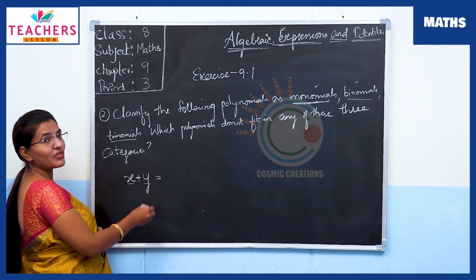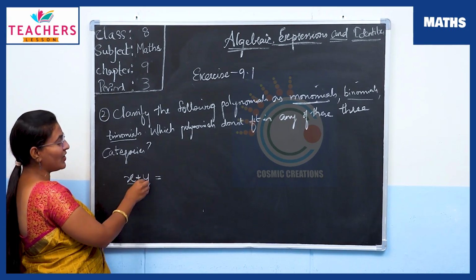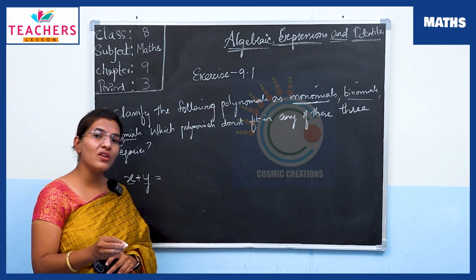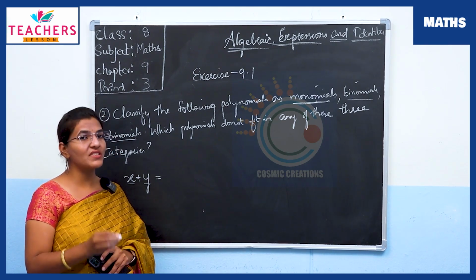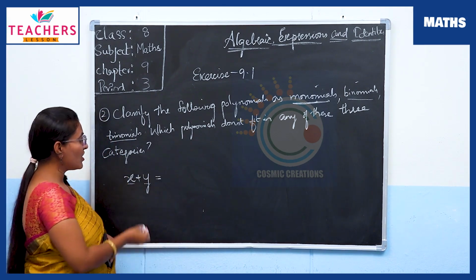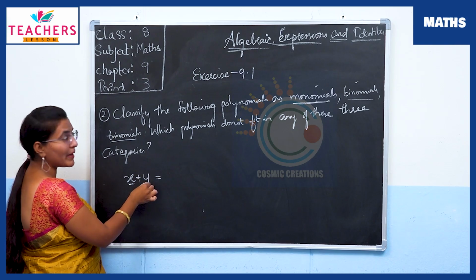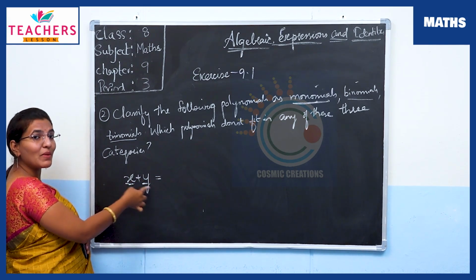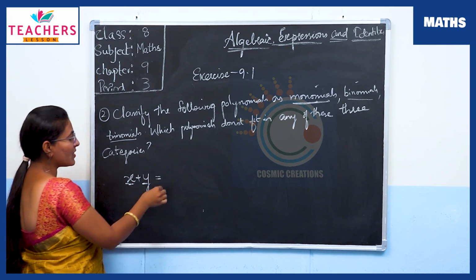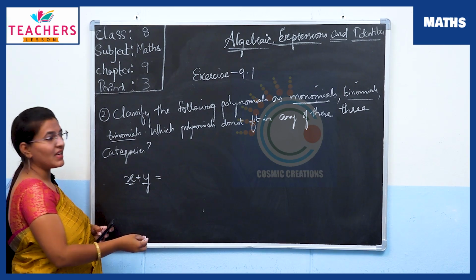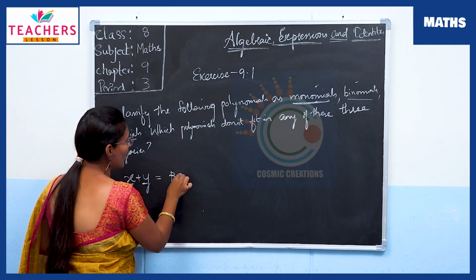Just now we have done the questions, right? How many terms are there? 1, 2. What is a term? A term may be a lone variable, a lone constant, or a combination of a variable and a constant, right? So we have a lone variable, a lone variable. How many variables are there? 2. That means how many terms are there? 2. So 2 terms means what is it categorized into? Yes, it is a binomial.